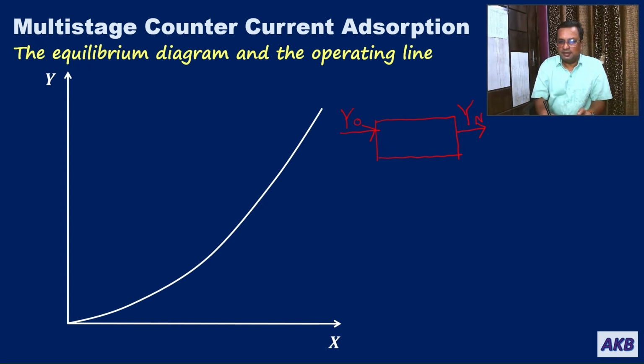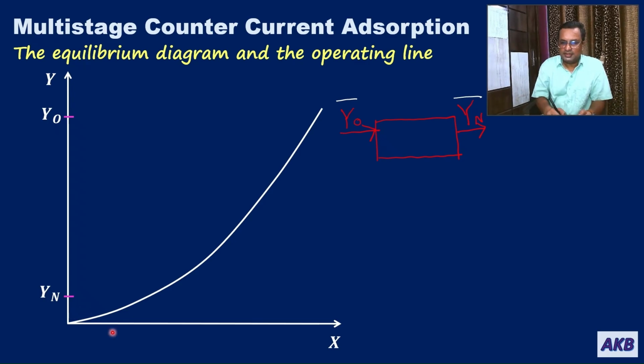And if you have to show that, in the liquid phase the concentration is changing from Y0 to Yn. To tell you the fact that since solute is getting adsorbed, the concentration of the solute in the liquid solution should decrease from Y0 to Yn. And you can show that on this diagram. So the concentration of the solute in the liquid solution decreases from Y0 to Yn.